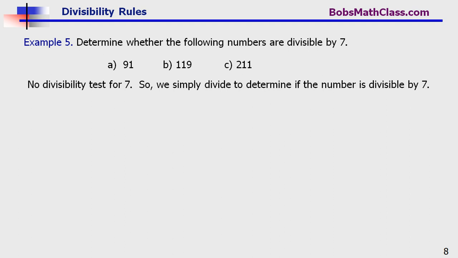Okay, so for A, divide 7 into 91, and if it comes out with a remainder of 0, the answer is it is divisible. And if it does come out with a remainder, then it's not divisible. I'll pause and work out the division. So we'll do the first one, 7 into 91. And I got 13 without a remainder. So that means it is divisible.